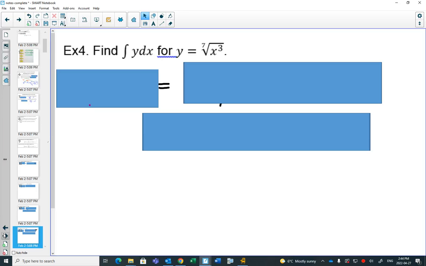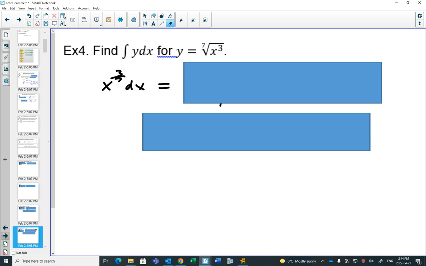You have to change that to a 3/7. That 3/7 is hard to see.